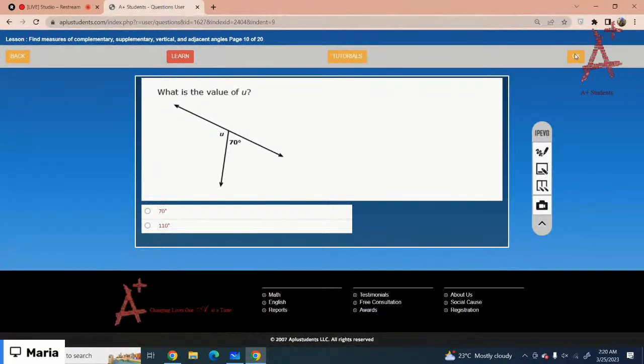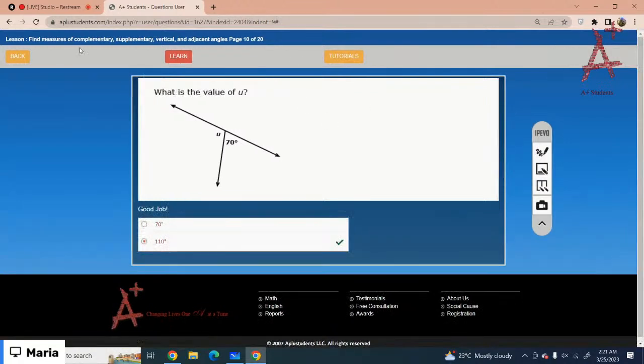Okay, what is the value of U? So U plus 70 equals 180. Move 70 to the other side, it would be 180 minus 70, and that equals 110 degrees. Okay, you can complete the rest by yourself later today. Let me just move on to the next lesson.